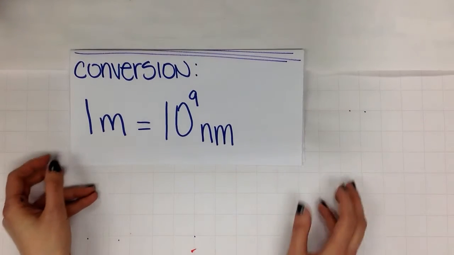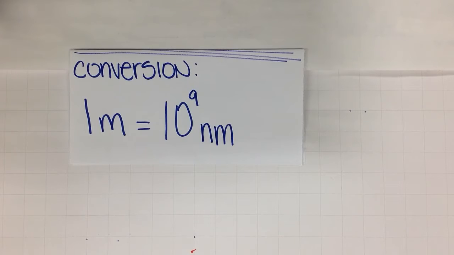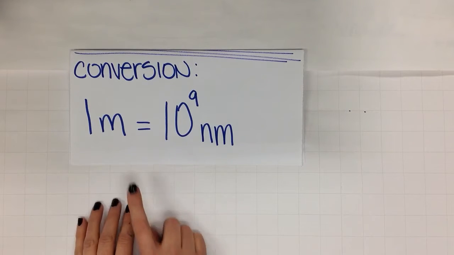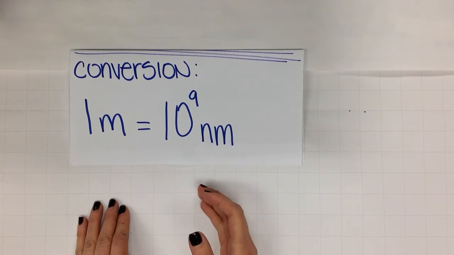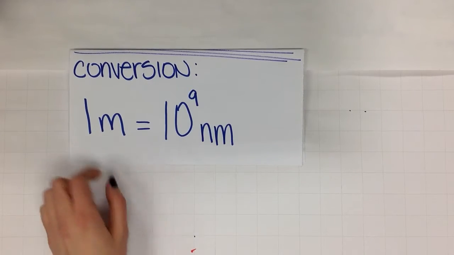Okay? Now, if you noticed, I talked about a nanometer and a meter for wavelength. So it's important to know the conversion between the two. A nanometer is a very small unit. So in 1 meter, there's 10 to the 9th nanometers. That's important for us to know as well.